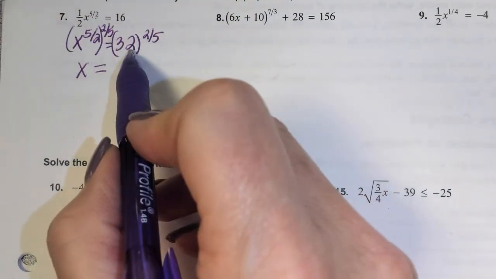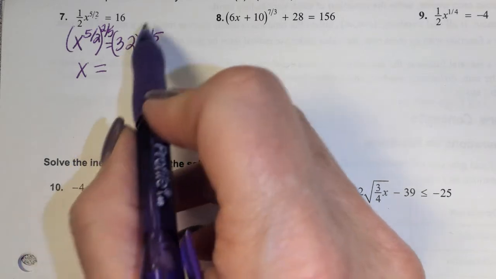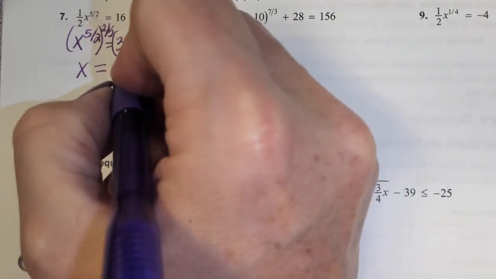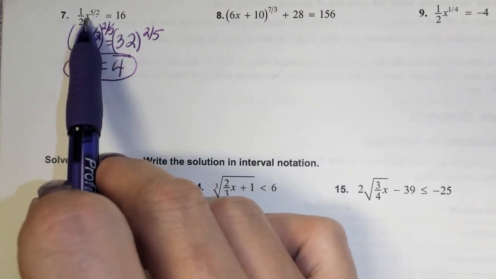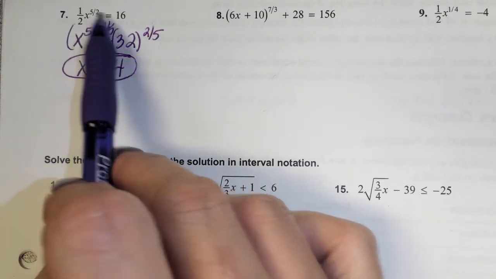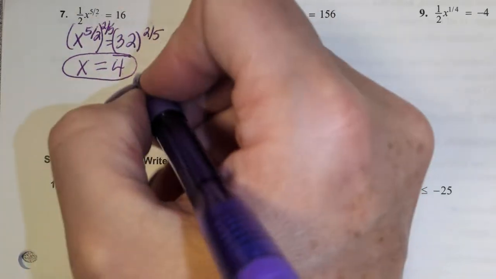Do you know the 5th root of 32? And then square it. And then that's our solution, and we should check. Square root of 4 is 2. 2 to the 5th is 32. Half of 32 is 16. That's our answer.